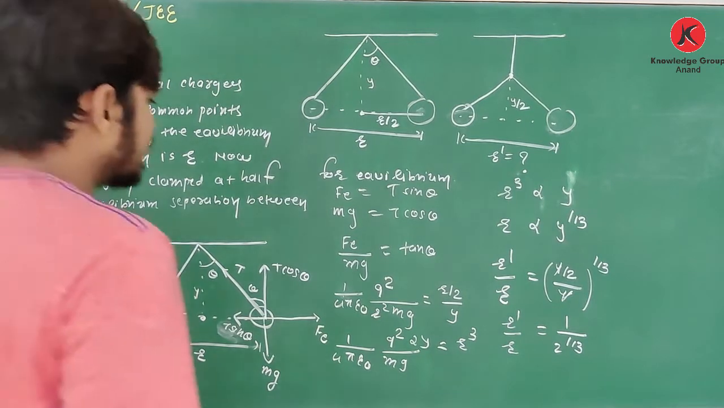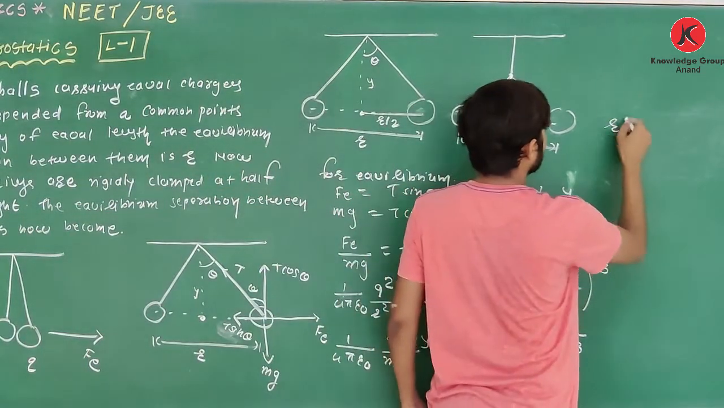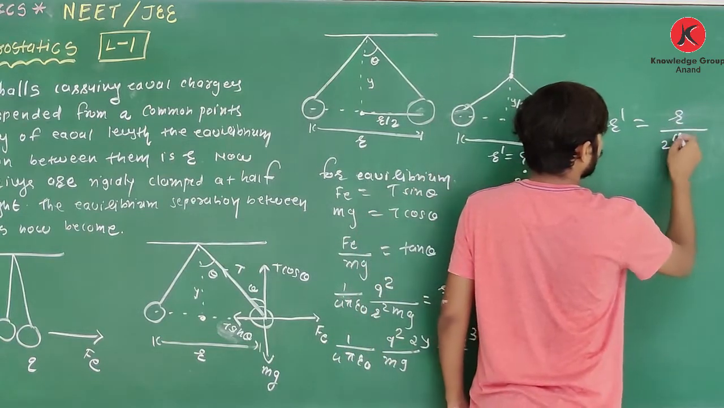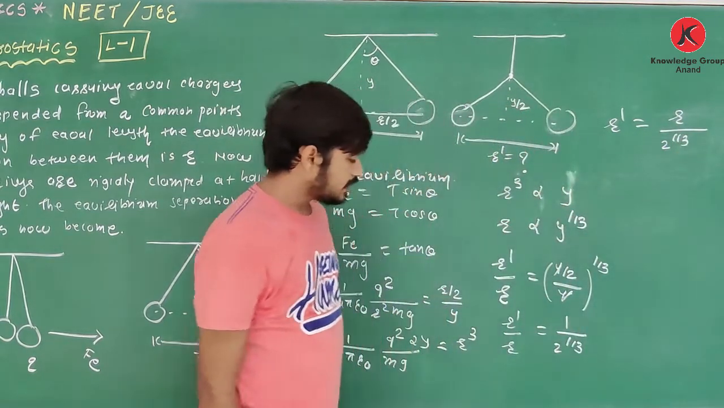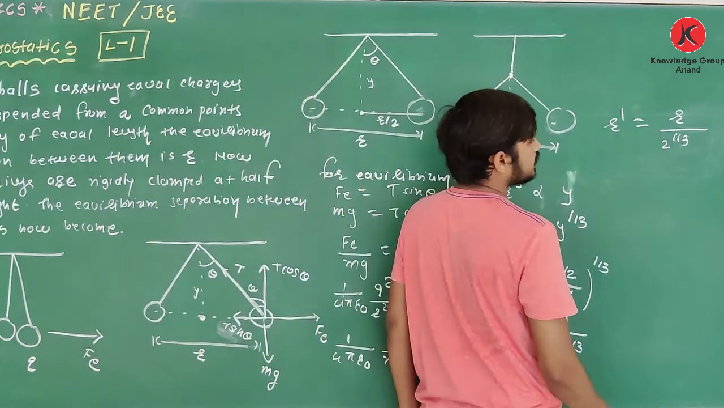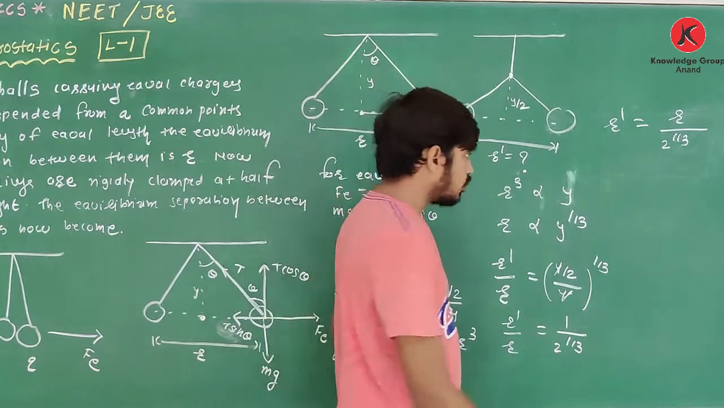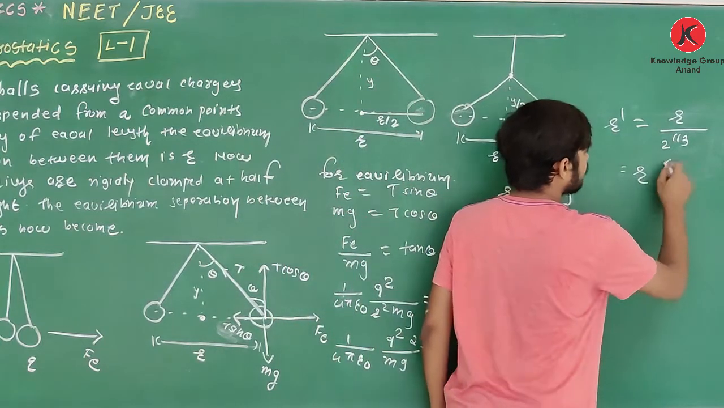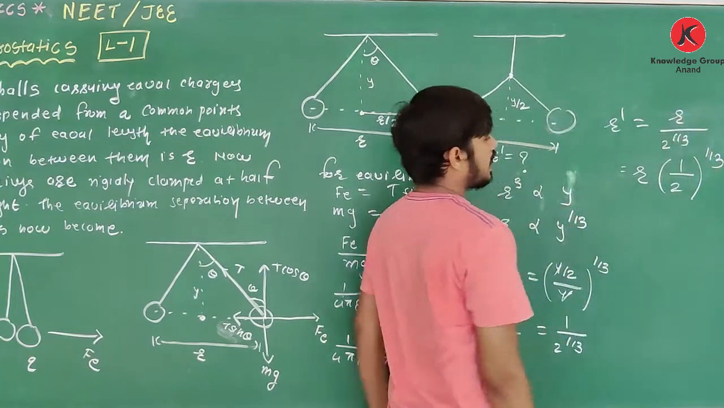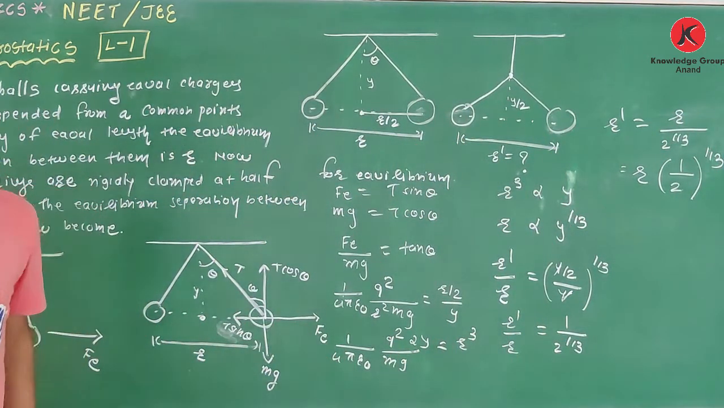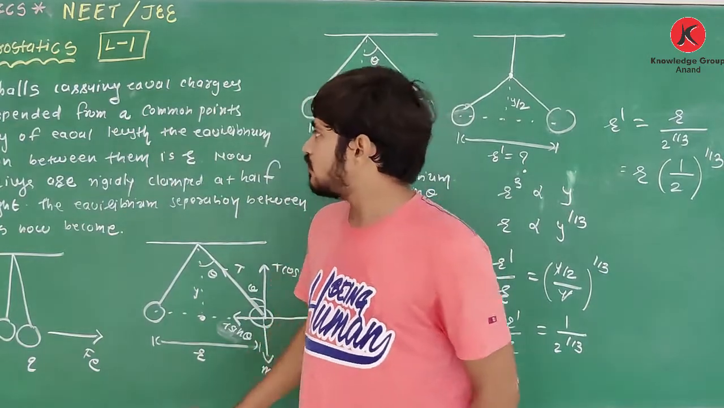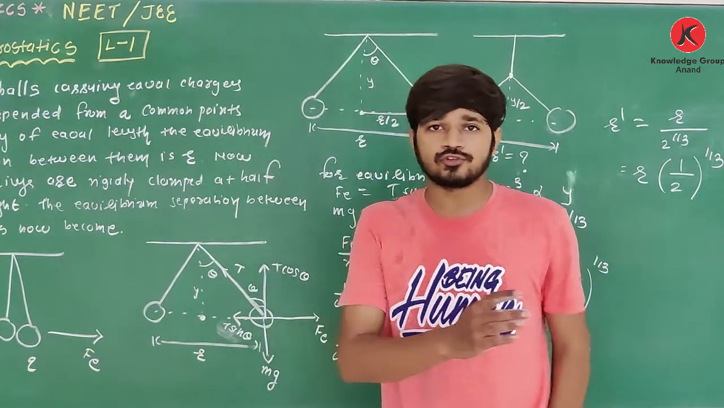Now make r dash the subject. Then r dash is equal to r upon 2 raised to 1 by 3. So you can say this is your answer, or you can also write this answer as r times 1 upon 2 raised to 1 by 3. Clear about this? So these are some questions based on electric force.